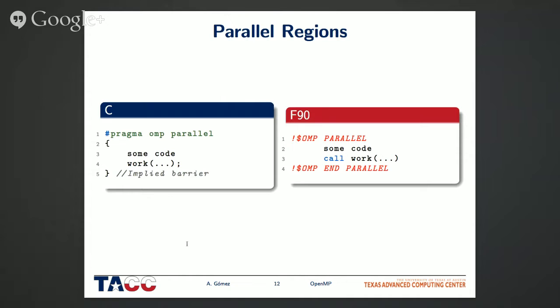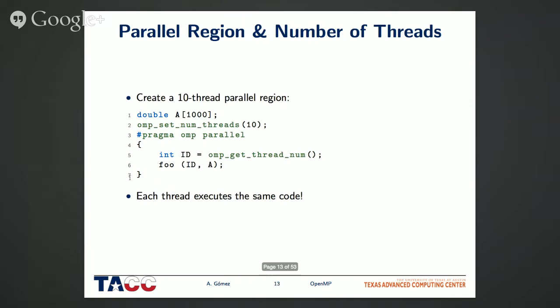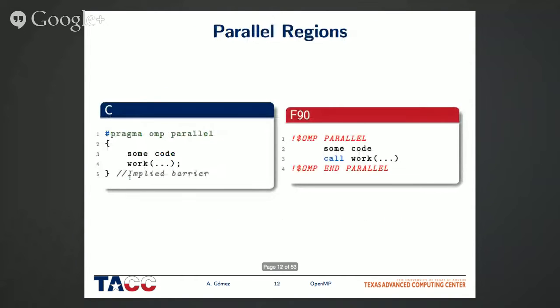So this is another simple example of how parallel regions look in C and Fortran. In C, we have the C syntax to specify the block that this OMP parallel applies to. And for Fortran, we have to specify OMP parallel and OMP end parallel.